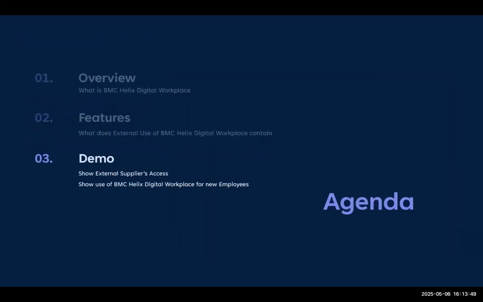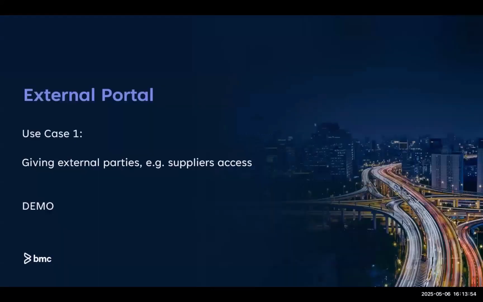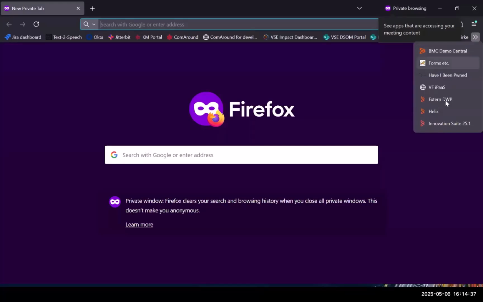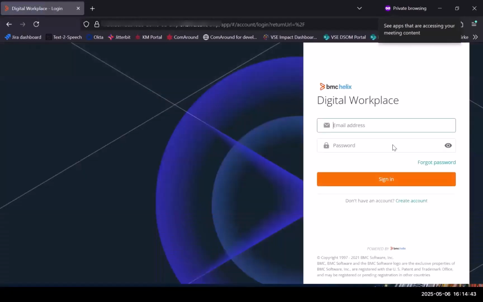Enough about slides. Let's dive into a quick demo. I have two demos for you. The first one is a supplier that we have granted access to DWP in order for the supplier to do stuff. So I have the external DWP here. So I'm now a supplier. It's a very simple example, so I don't have any slides going through what really will happen. You will see it as we go along.